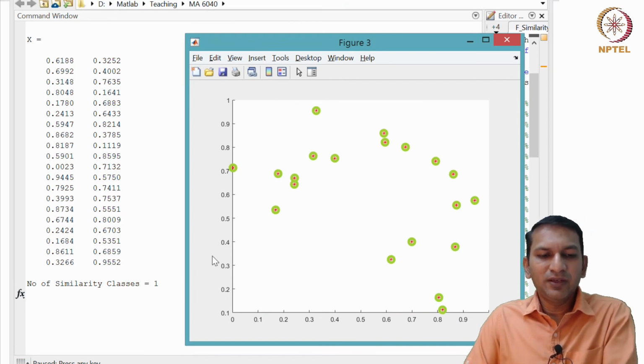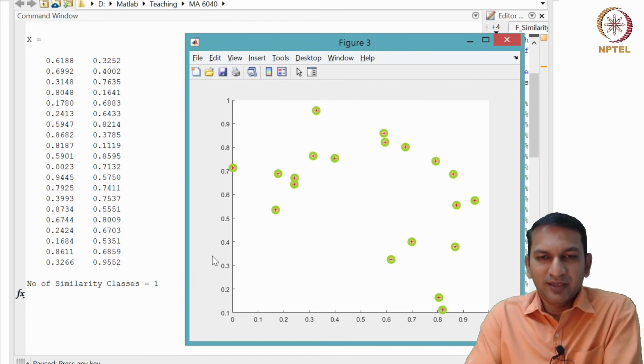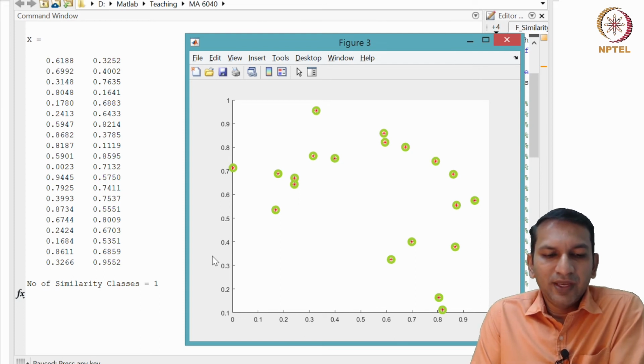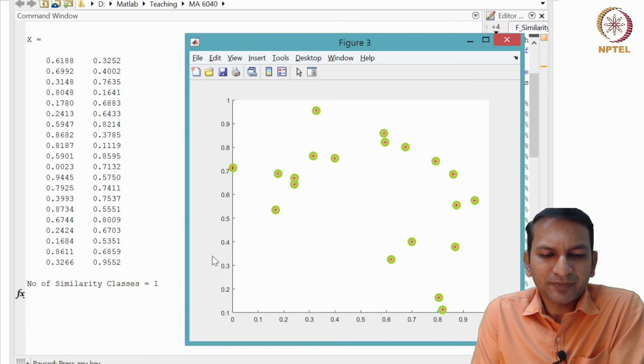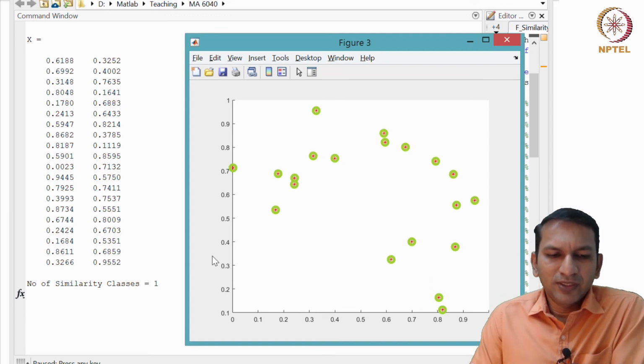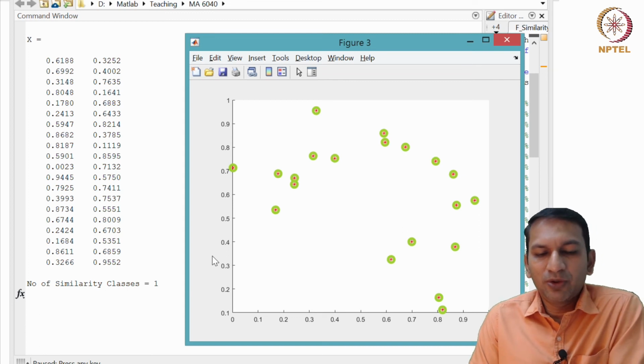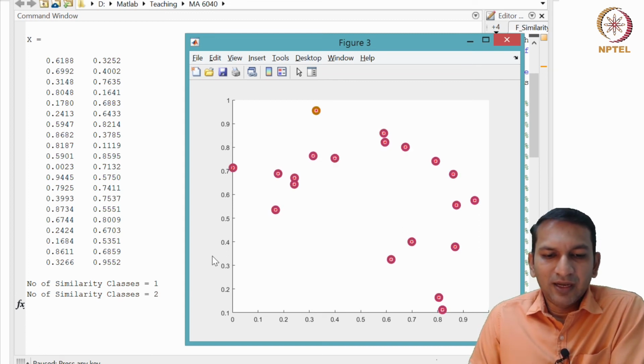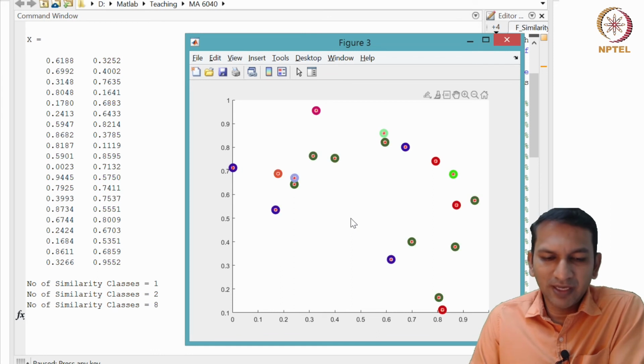In here, what we have are 20 points arbitrarily created, and we have some kind of a similarity relation generated on these 20 points. Now let's look at what happens when we start looking at alpha cuts at different alphas. This is the smallest alpha, so all of them belong to the same similarity class. At alpha equal to 2, there are 2 classes. So this is a slightly different color than what you see here. This fellow stays separate, whereas the rest all belong to the same similarity class.